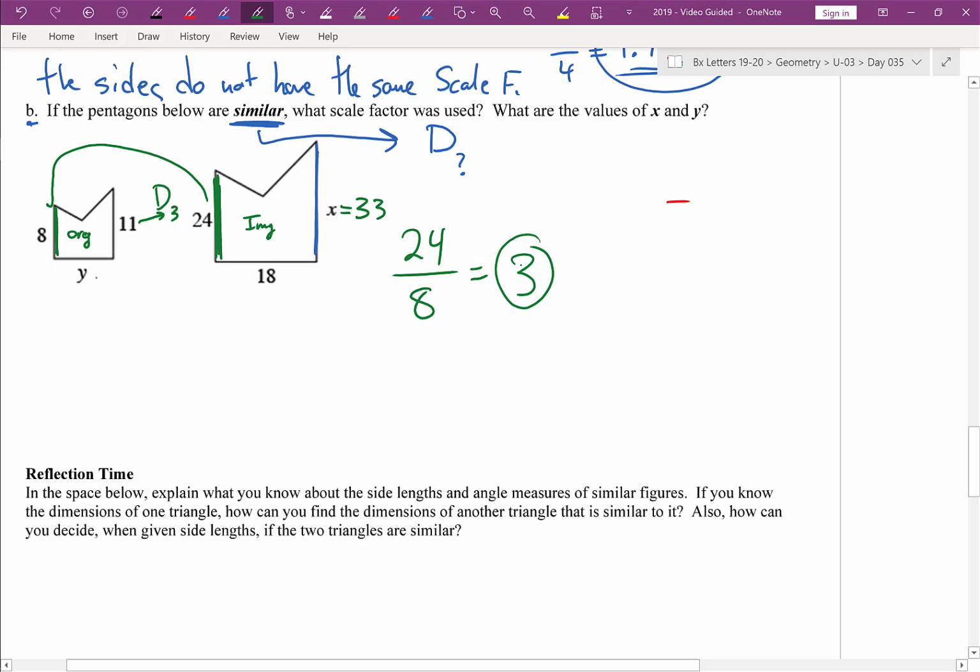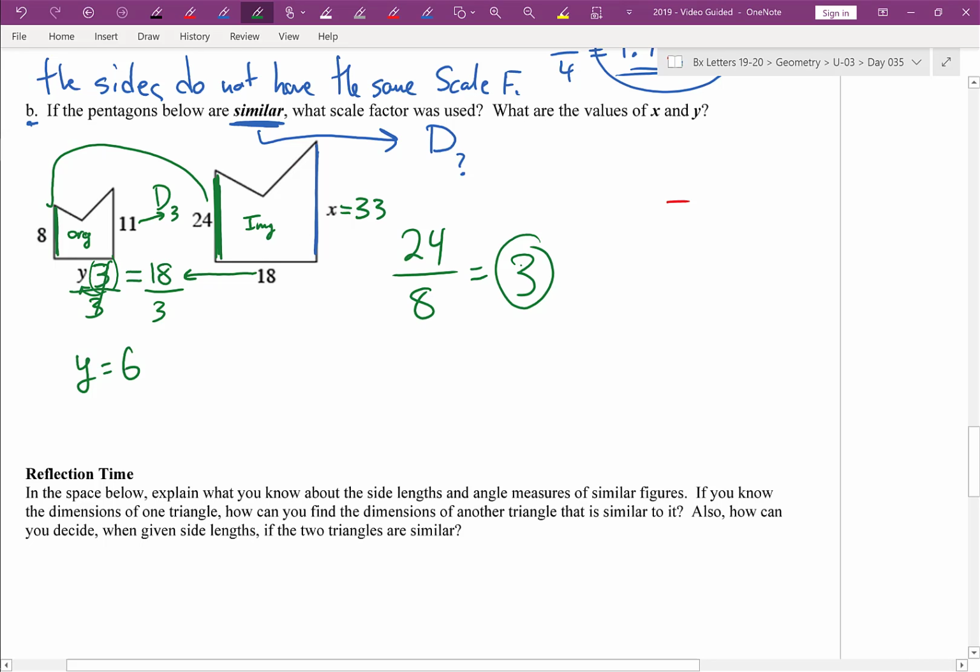Now, it's like, what number, y, times 3 gives me 18? I've actually made an equation. I've actually said 3 times this side is 18. I can divide both sides by 3 and figure out that y is, what, 6? 6.